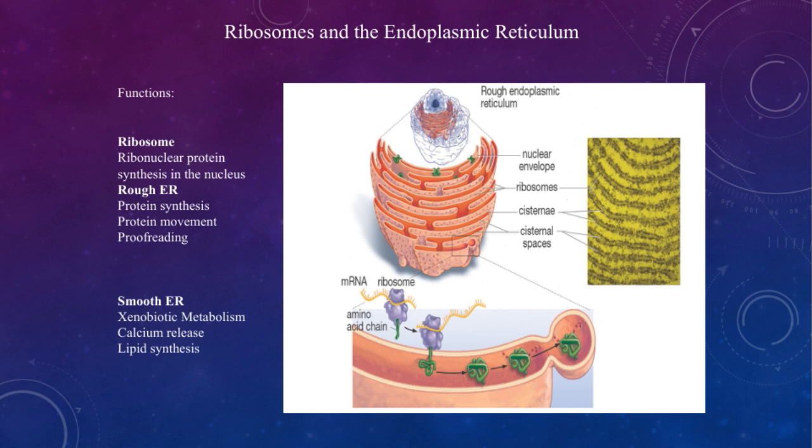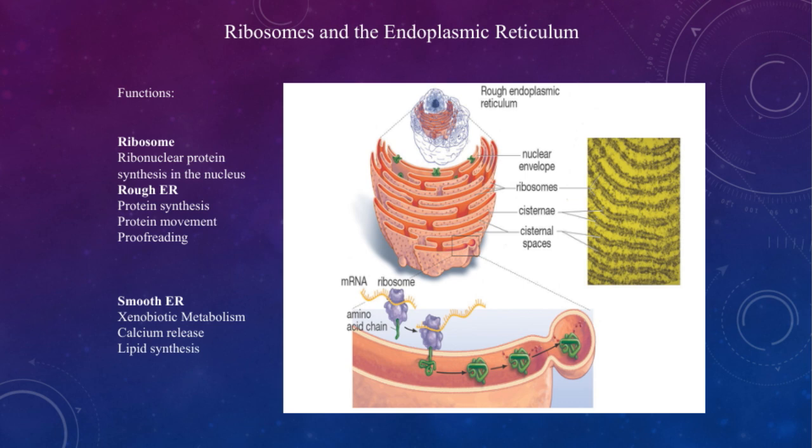Moving on to the ribosome, this is where ribonuclear protein synthesis occurs in the nucleus. Ribosomes are the cell's protein factories, translating genetic information into functional proteins. Now, the rough ER is closely associated with protein synthesis. It provides a platform for assembling proteins that are destined for secretion or for use in the cell membrane. It also manages protein movement within the cell, ensuring proteins reach their correct locations.